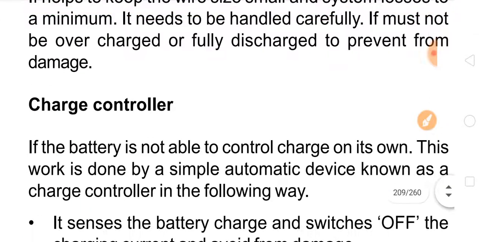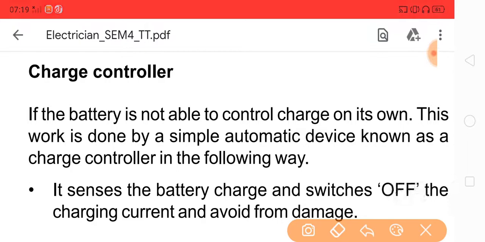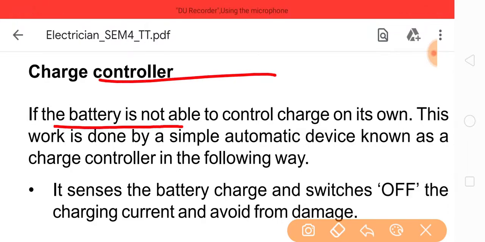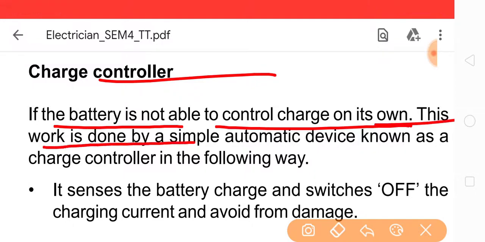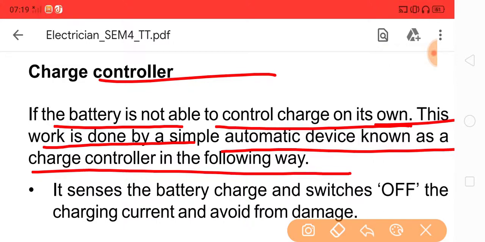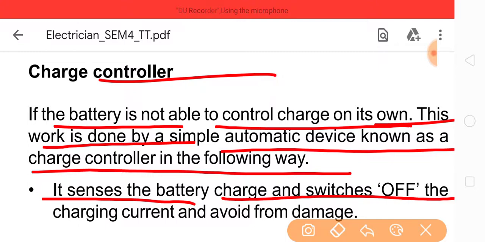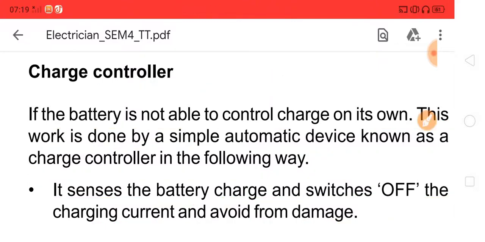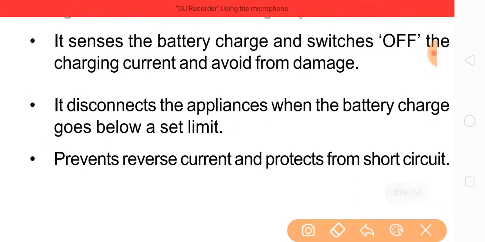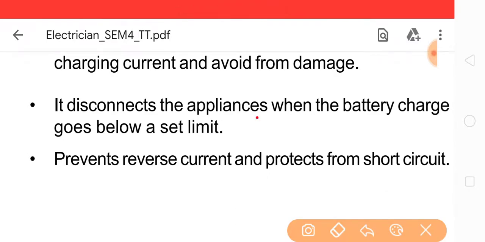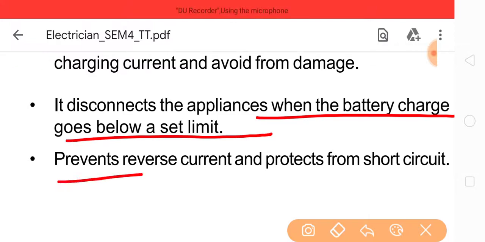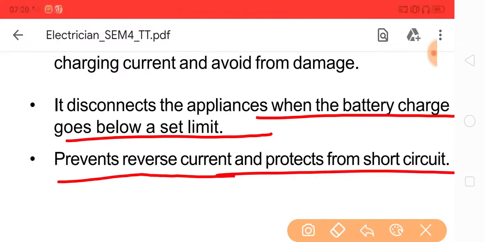Charge controller. If the battery is not able to control charge on its own, this work is done by a simple automatic device known as a charge controller in the following way. It senses the battery charge and switches off the charging current to avoid damage. It disconnects the appliances when the battery charge goes below a set limit. That prevents reverse current and protects from short circuit.